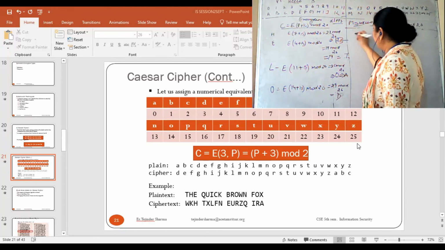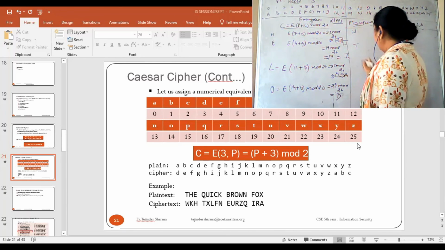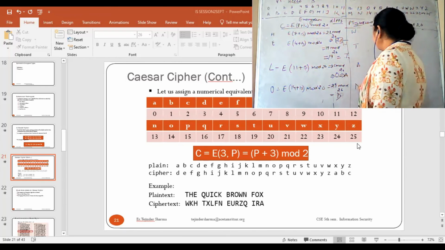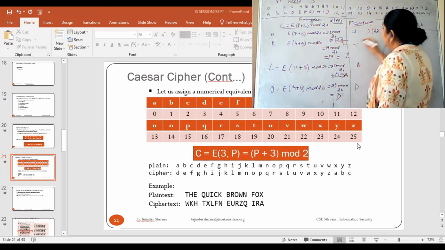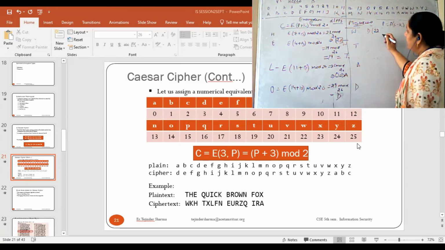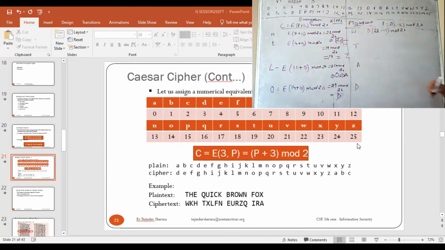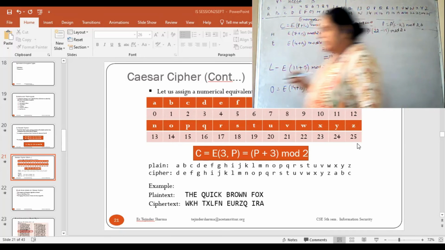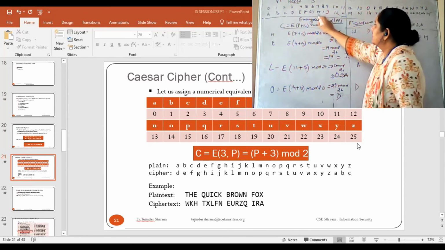Now we have received the ciphertext as W, T, then you have A and D. Now W is at position 22. So 22 minus 15, because this is my key, mod 26. So I will get 7 mod 26, which is equal to 7 only, and I will get H.